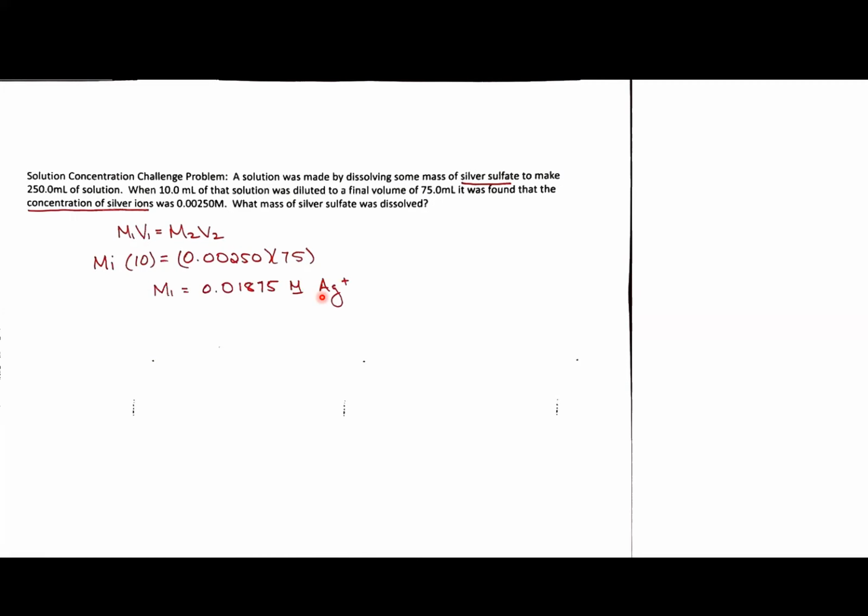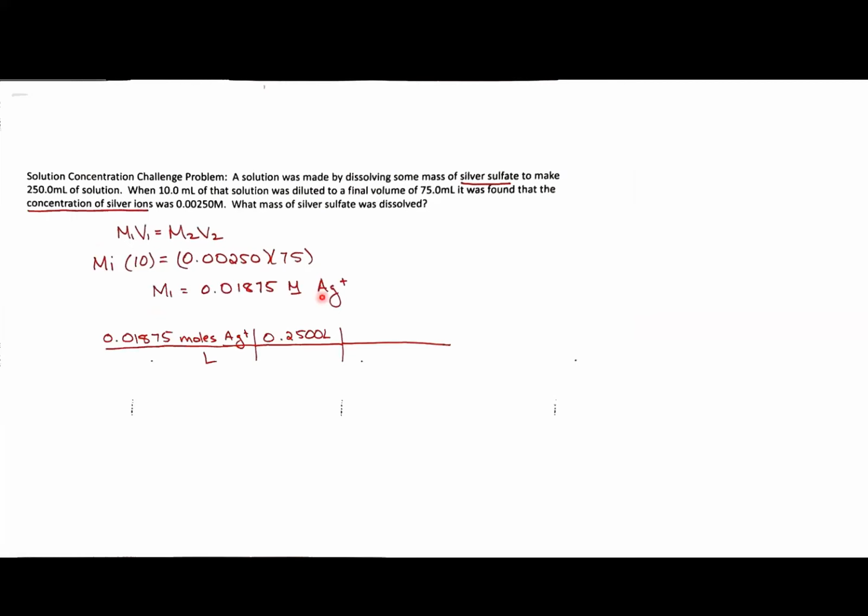I know the concentration of silver ions, not the concentration of silver sulfate. I also know it in the stock solution. Now, this is the concentration of silver in my stock solution. My stock solution had a volume of 250 milliliters, which I converted to liters here. Now, this I do have to do because that's how I get to units of moles of silver.